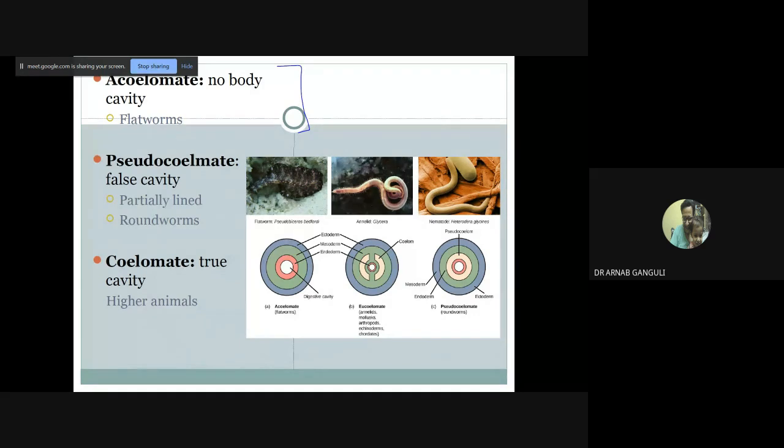So acoelomates have no body cavity. Example, the flatworms. Look at this picture. Ectoderm, mesoderm, endoderm, no space. Then you have the true coelomates with a true cavity. You have an ectoderm, outer mesoderm, inner mesoderm, and in between a fluid-filled cavity known as the coelom. And then you have the inner mesoderm, and then you have the endoderm. And the hole in between is known as the gut.